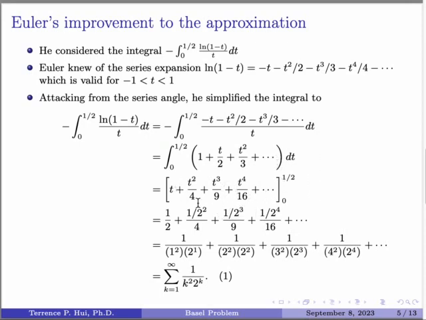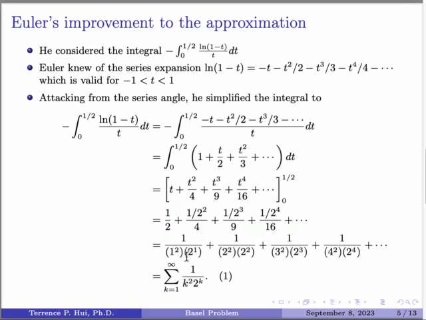So when you evaluate this series, what happens? Well, first notice at 0, you don't need to worry about it because everything here will go away, because all of these involve t, so when you evaluate at 0, it's all gone. So let's just focus on 1/2. What is it when it's 1/2? Well, plug it in. 1/2 plus 1/2 squared over 4 plus 1/2 cubed over 9 plus 1/2 to the 4th over 16 and so on.